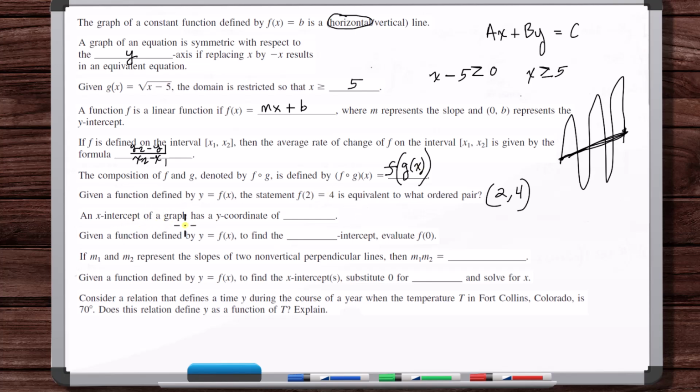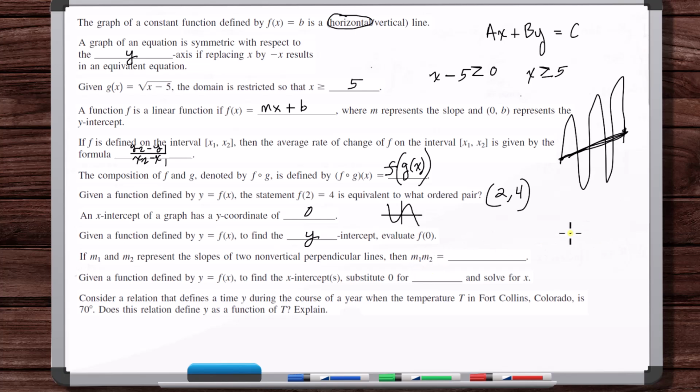An x-intercept of a graph has a y-coordinate of 0. X-intercept. Where does the graph intercept the x-axis? If it's intercepting the x-axis, the y-coordinate has to be 0. Given a function defined by y is equal to f of x, to find the y-intercept, evaluate f of 0. Well, what are you doing here? You're setting x equal to 0. That's the y-intercept.